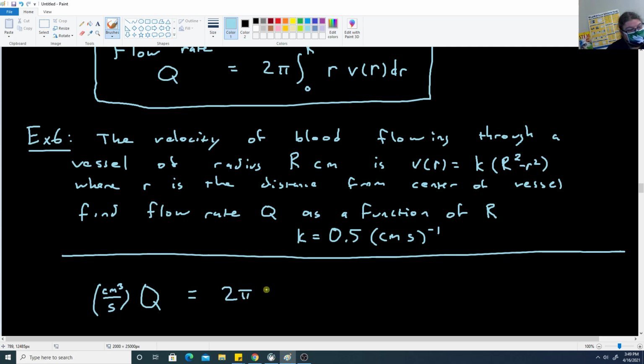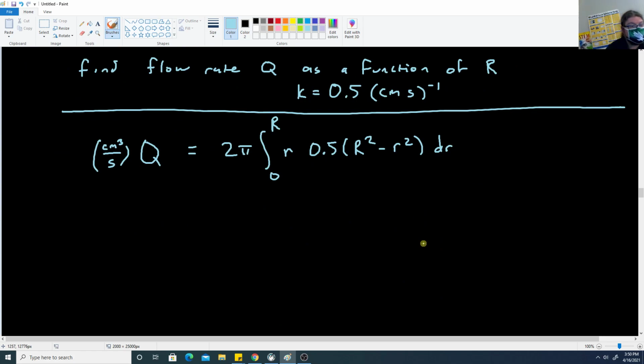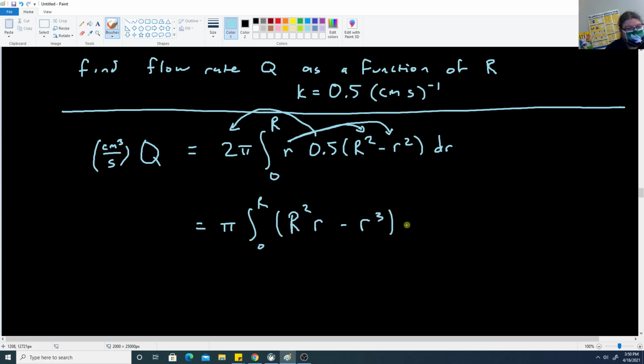But we're basically going to integrate, for a radius of capital R, so we integrate from 0 up to R, of 2 pi r times our velocity function. k is 0.5 times R squared minus little r squared, and we're taking the integral with respect to little r. So the 0.5 I'm going to push out front. It will hit the 2, and those will cancel out and just leave you a pi out there. This r I'm going to distribute to the capital R squared and the little r squared. So we'll get capital R squared little r minus little r cubed from that distribution.